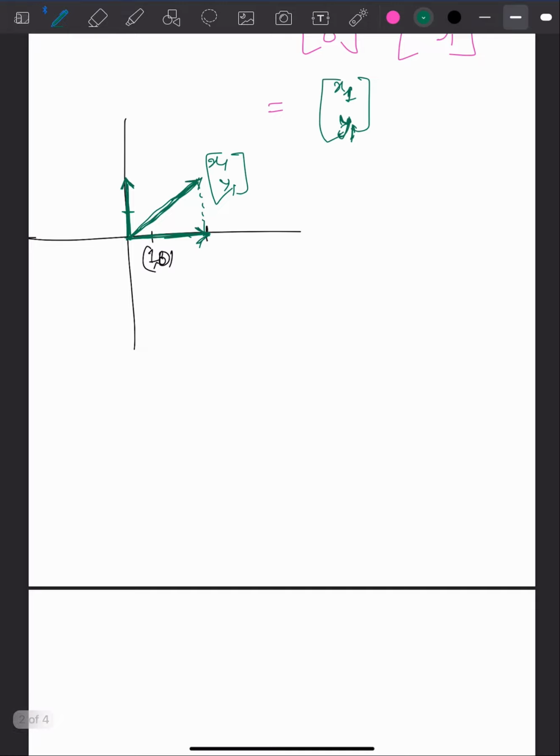Now let me tell you that for any three-dimensional system, the plane would be called space, and for any system which is greater than three-dimensional, it is called a hyperplane. Say an n-dimensional system, that would be called an n-dimensional hyperplane.